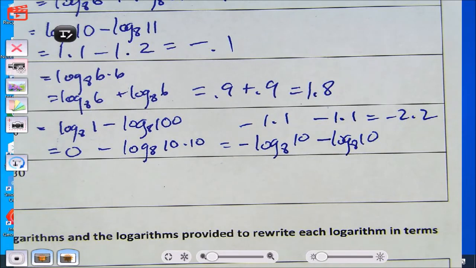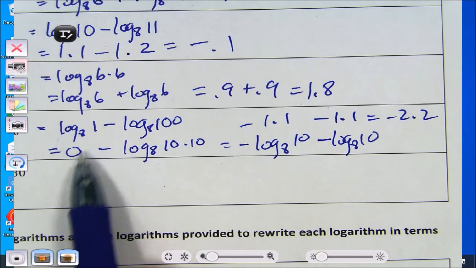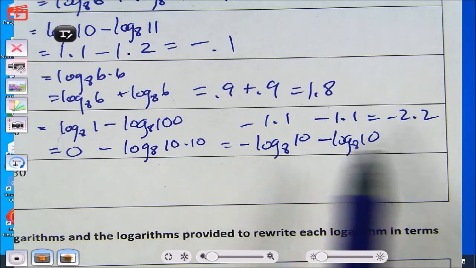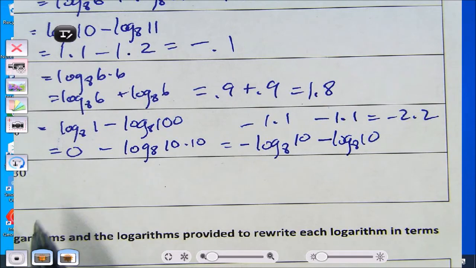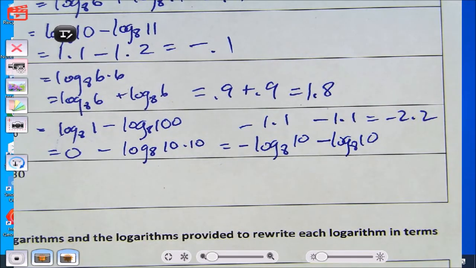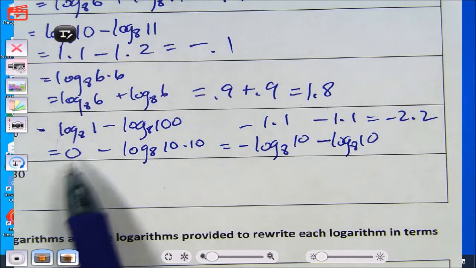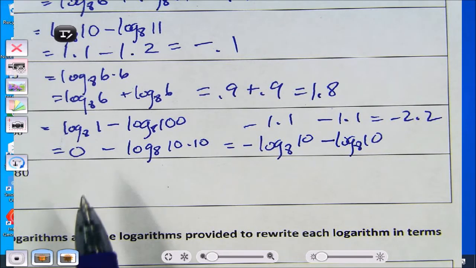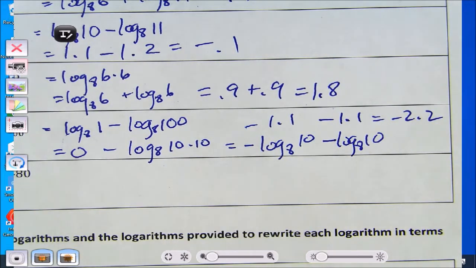Why didn't you keep the log base 8 of 1? Because log base 8 of 1 is 0. 0 minus something is that something. You don't need to keep a 0 around for addition and subtraction. Well, what's 0 plus 2? Right, the 0 is gone. 0 gets used up. You don't have to keep copying it.